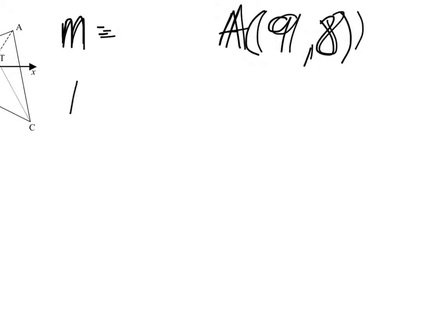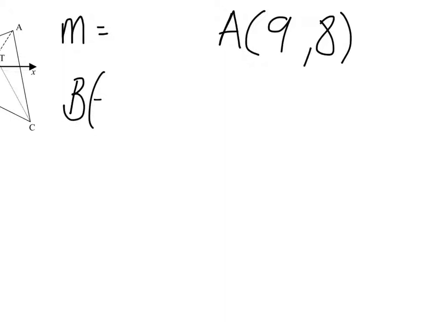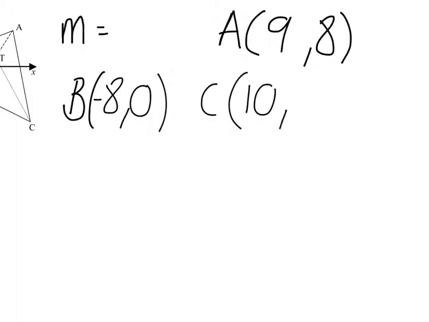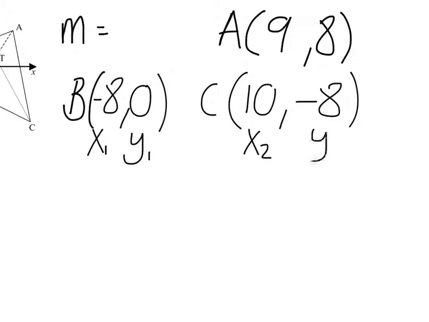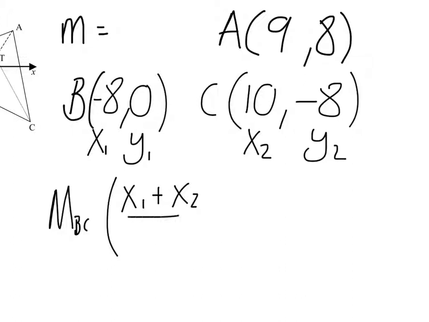So first of all, we'll write down the 2 points at the end of the line, sorry. So B is minus 8, 0, and C is 10, minus 8. So that's the 2 points at the end of the line that the median meets. The values x1 and y1 and x2 and y2 are the ones we're going to use for our midpoint formula. So m, which is now the midpoint rather than the gradient, is x1 plus x2 over 2, and y1 plus y2 over 2.